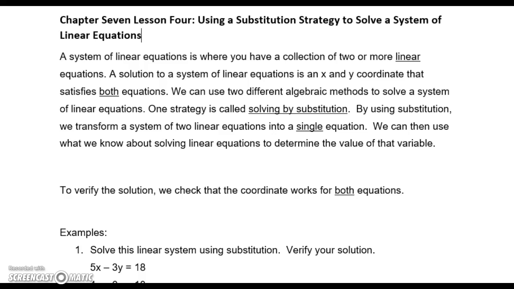Essentially, in substitution, we can transform that system into a single equation. Then we can use what we know about solving linear equations to determine the value of that variable. So what we're going to do is combine two equations, which removes one of the variables. Then we only have one variable left to work with, and that makes our lives a little bit easier.